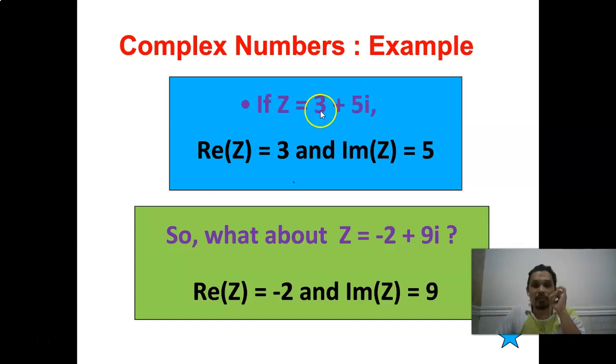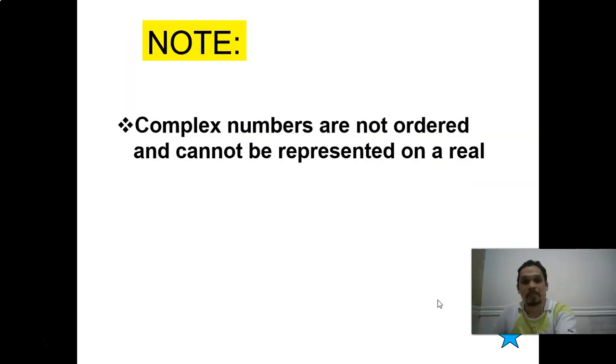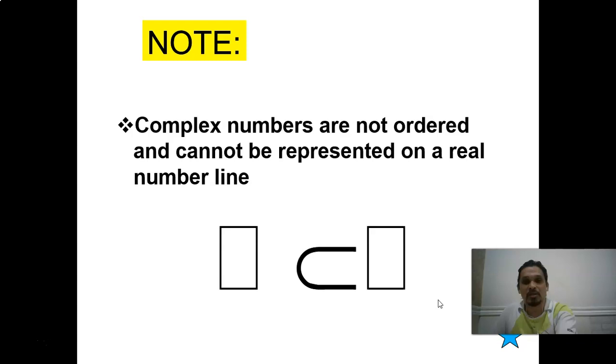Okay, if z equal to 3 plus 5i, the real part of z is 3, and the imaginary part of z is 5. What about this one here, negative 2 plus 9i? The real part here is negative 2 and the imaginary part is 9. Complex numbers are not ordered and cannot be represented on the real number line. For this one you refer to the lecture notes, where it is stated.